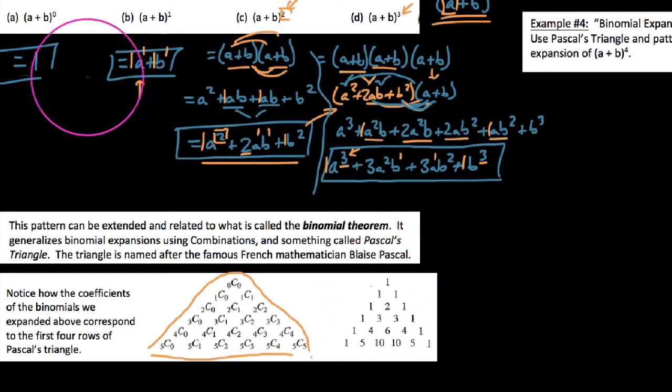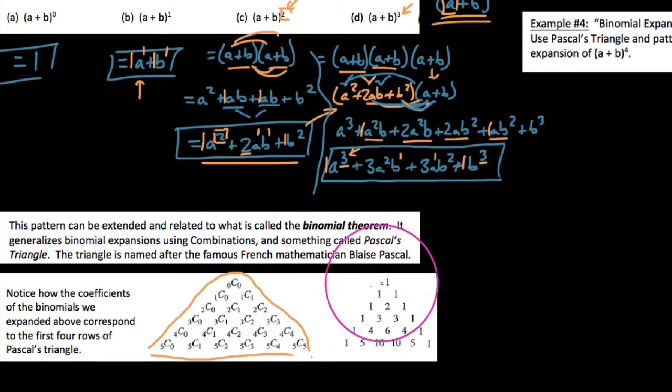This 1 right here corresponded to A plus B to the 0. This 1, 1 here corresponded to my coefficients on A plus B to the first: 1 and 1. This 1, 2, 1 corresponds to our A plus B to the second power. I got 1 of these, 2 of these, and 1 of these. And then so on and so forth. This A plus B to the third, we got 1, 3, 3, and 1 for our coefficients.